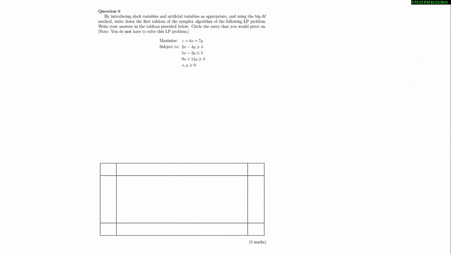Okay, so we're looking at question 9 from the 2012 exam. By introducing slack variables and artificial variables as appropriate, and using the big M method, we aim to write down the first tableau of the simplex algorithm for the following LP problem. Finally, we will circle the entry that we would pivot on after we fill out the tableau. And we'll make sure not to forget this, because if you know what you're doing here, it's pretty much free marks.